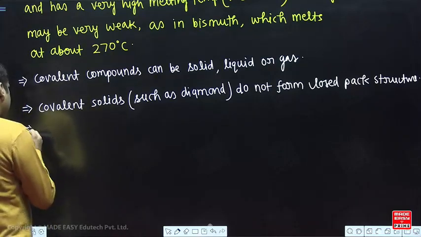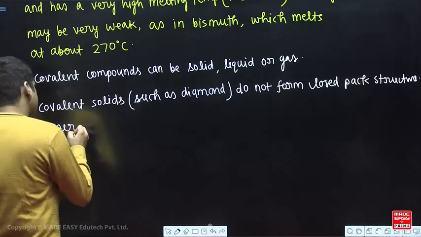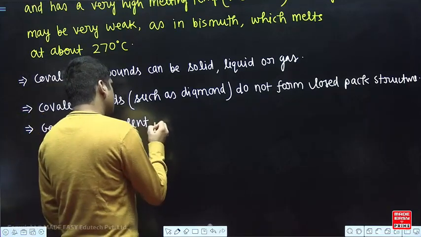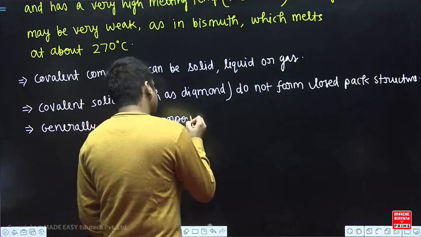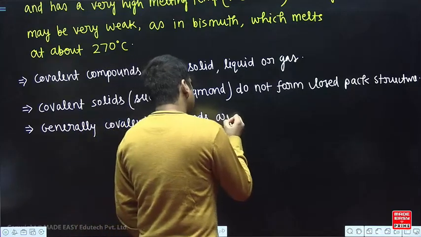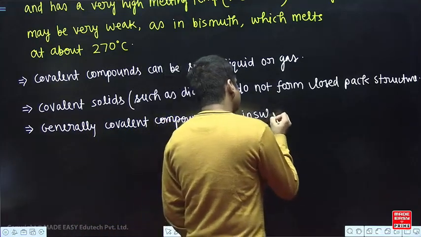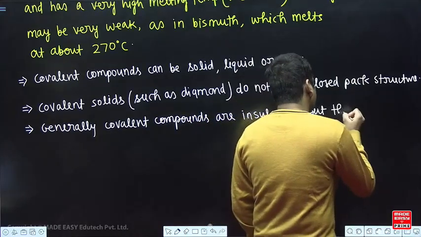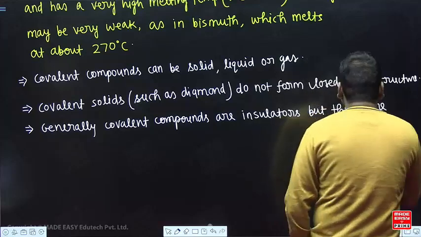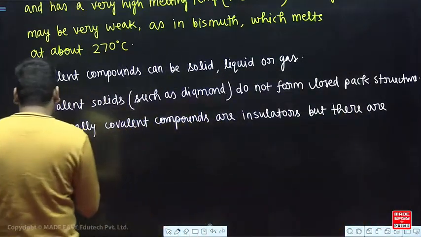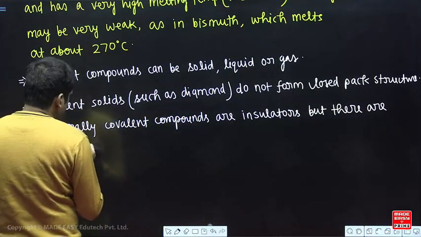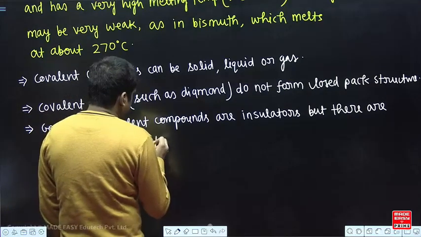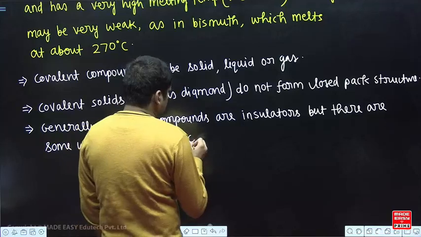Generally, covalent compounds are insulators, but there are some which may be weak conductors.